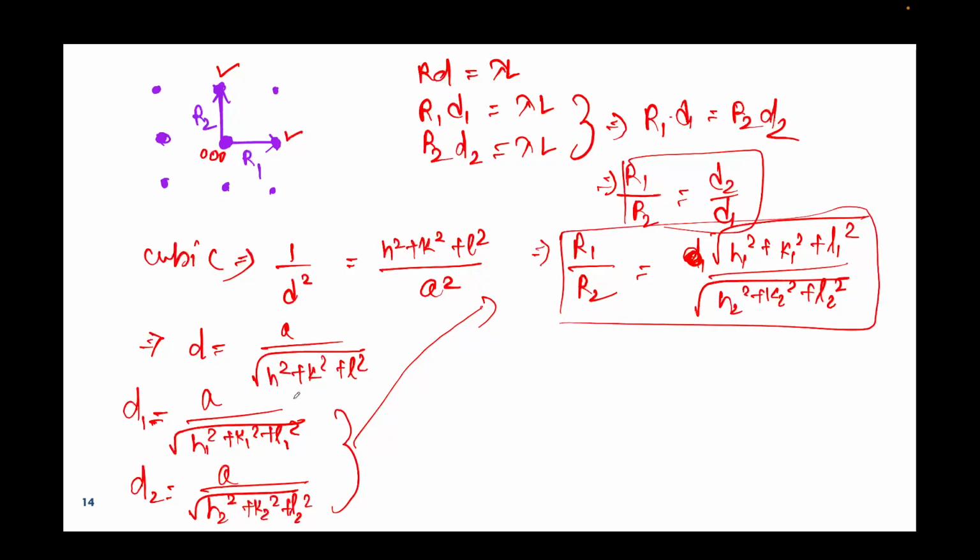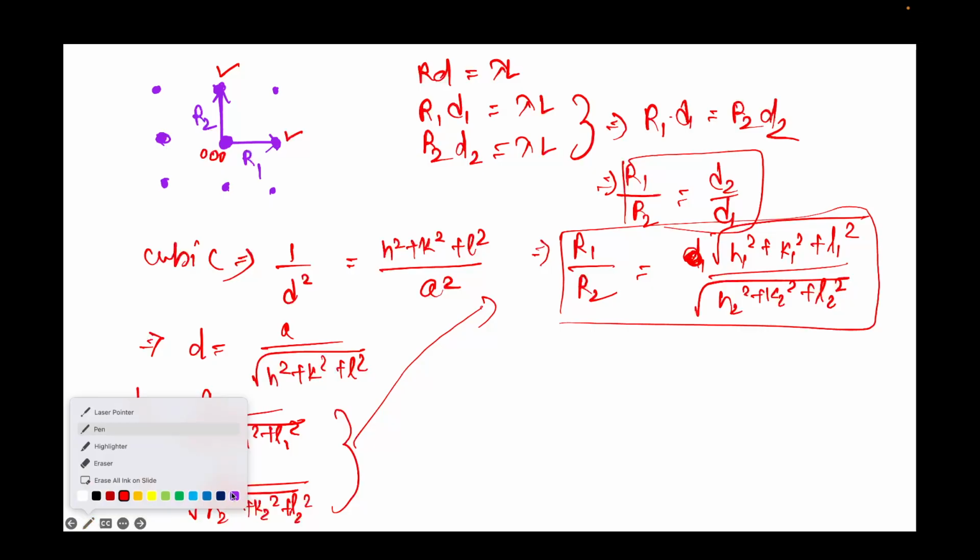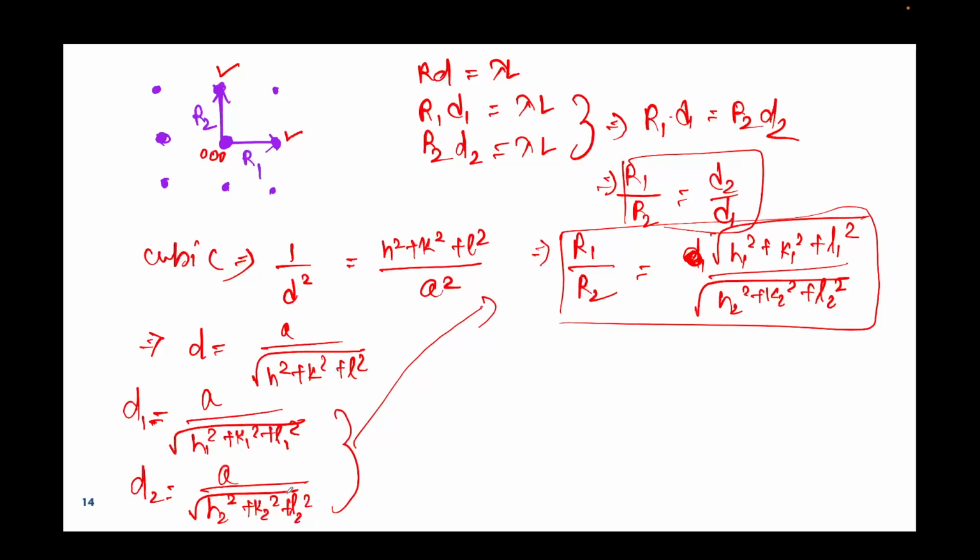Now if I do not have any other information, only that this is a cubic structure, then what will I do? I will have to consider two sets of H1 K1 L1 and H2 K2 L2 in such a way that this value of R1 by R2 gets satisfied. So what do I mean by considering these two? Let's say the R1 by R2 value I am getting is root 2. For now, consider that R1 by R2 is equal to root 2.